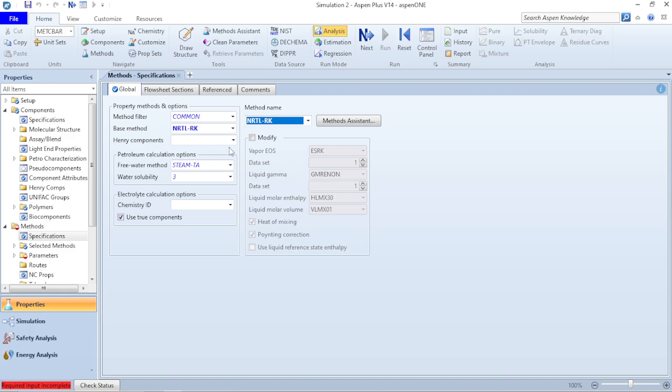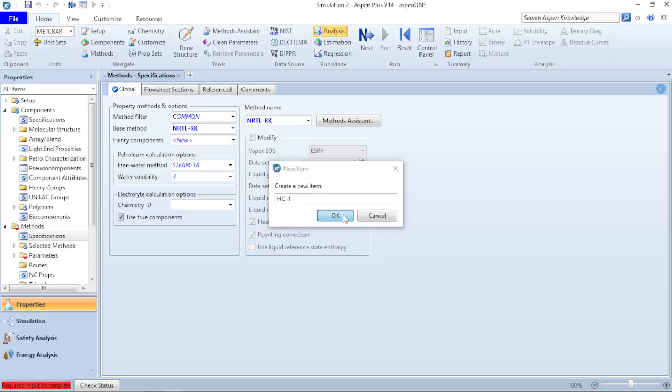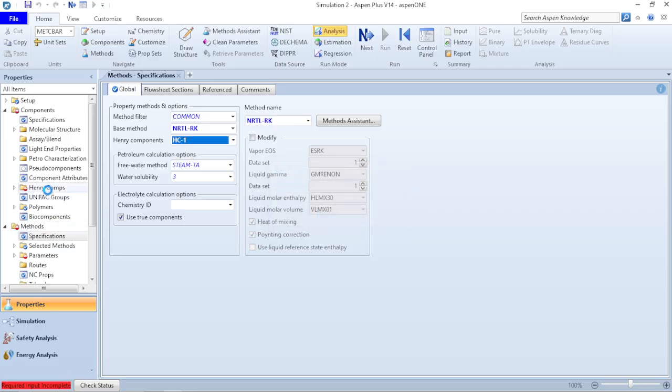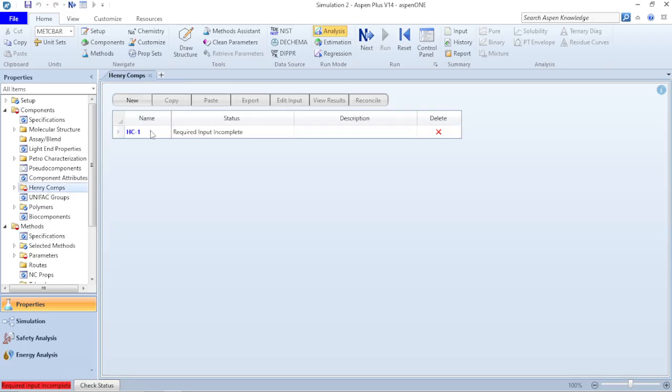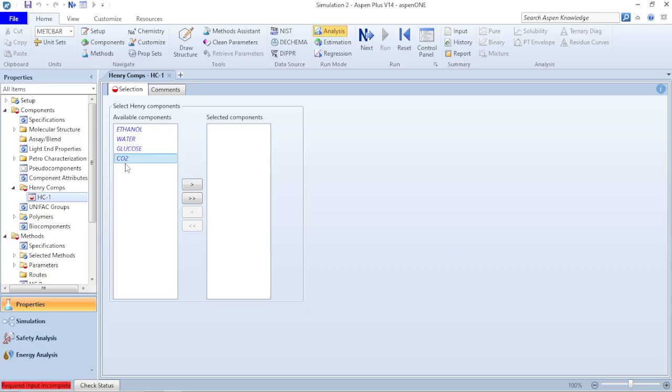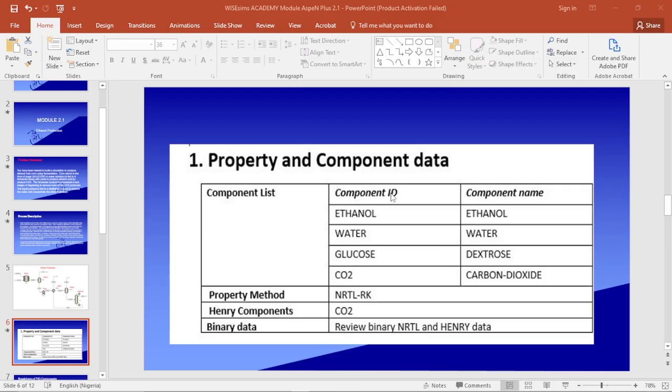For my Henry component, I click on this and come here. The Henry component was required for us to use CO2, so I select CO2 and I am done with this. Let's go back to the question so you see it. You can see where we have Henry component CO2, property method NRTLRK. So, moving on.